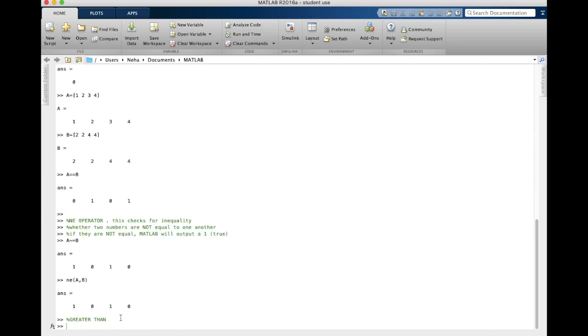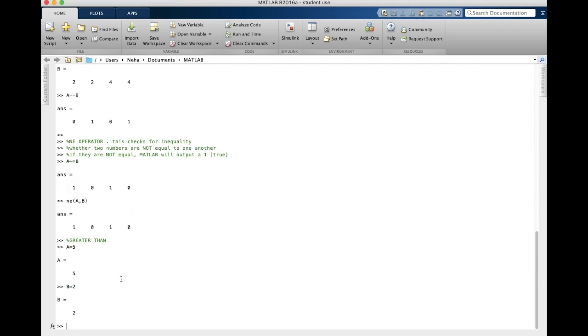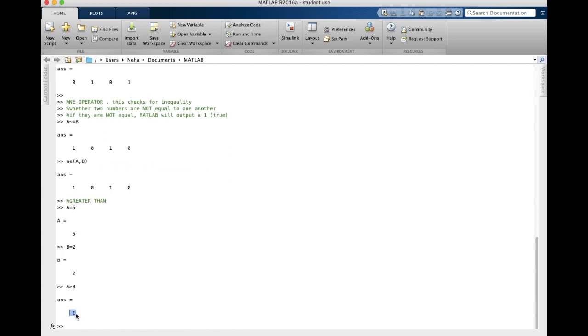Now we check the greater than operator. Say I have a equals 5 and b equals 2 again. If I want to check whether a is greater than b, I do a, and we use the same symbol that we use with math when we're dealing with inequalities, and we get the answer 1. Well, remember, MATLAB only gives answers as 1 or 0, which means true or false. So a is greater than b because 5 is greater than 2. And that statement is true, so MATLAB gives you a 1.